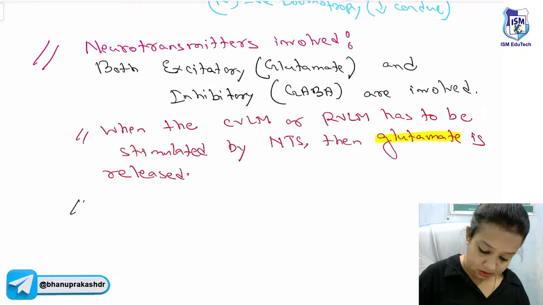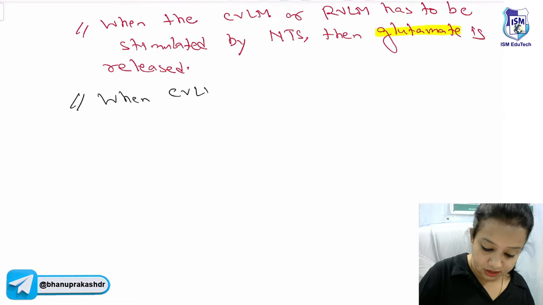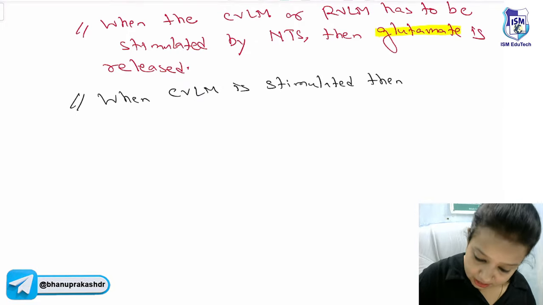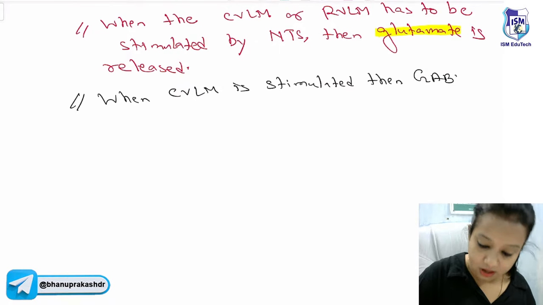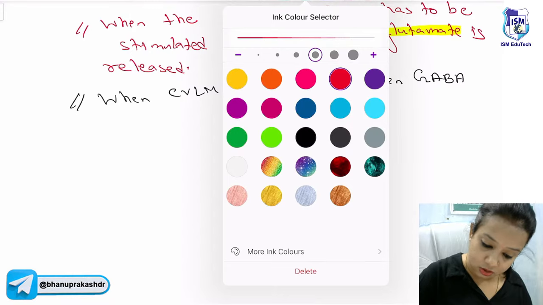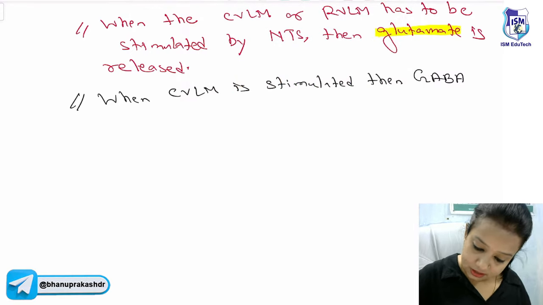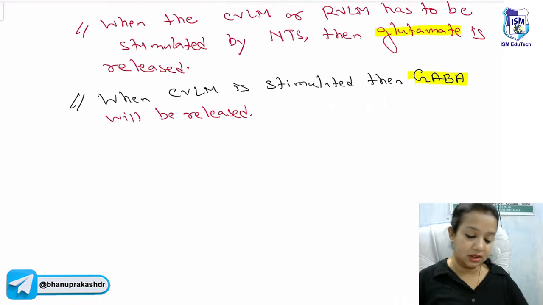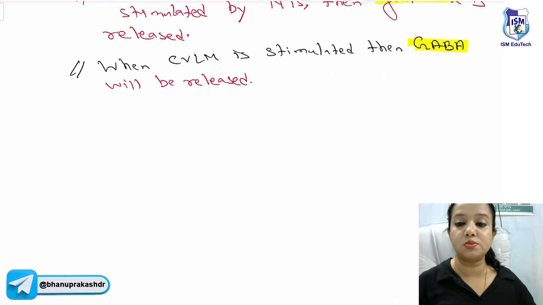Point to remember, when the CVLM is stimulated, then GABA will be released, because it has to inhibit the function. GABA will be released because GABA is the inhibitory neurotransmitter.